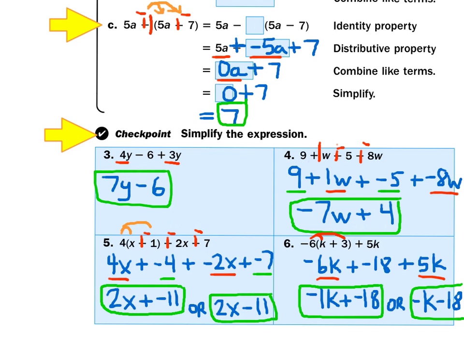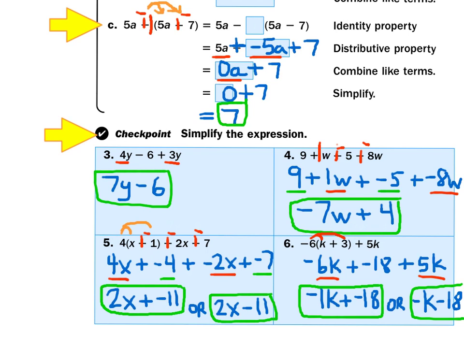Okay, take a look at number 4. I have 9 plus w minus 5 minus 8w. So I put that giant invisible 1 in front of the w, and then where I see subtraction, I add a line and change the sign. So I have 9 plus 1w plus negative 5 plus negative 8w. So match up the w's. So I have 1w plus negative 8w gives me negative 7w. And then 9 plus negative 5 gives me 4. So I have negative 7w plus 4.